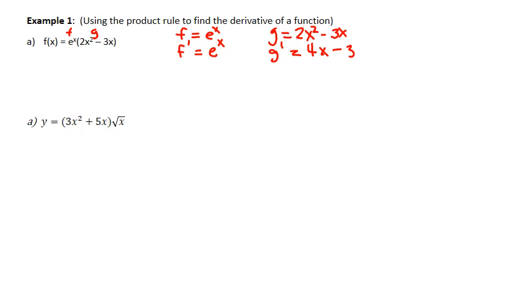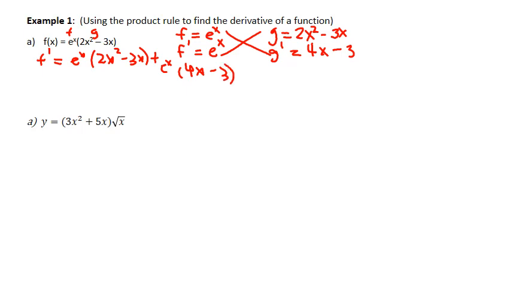I know that since I have a product of two functions here, the derivative of this overall function is going to be the derivative of the first, so e to the x, times the second unchanged, so f prime times g, times 2x squared minus 3x, plus the first unchanged, e to the x, times the derivative of g, times 4x minus 3.